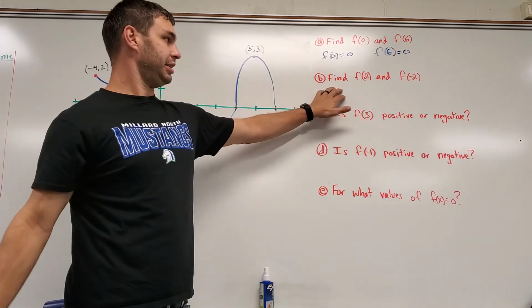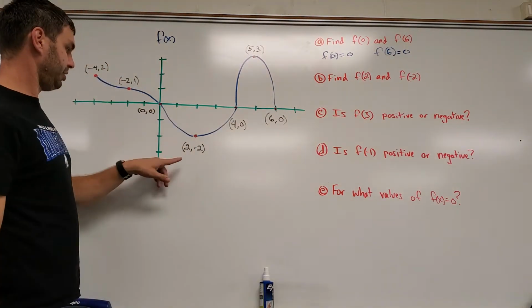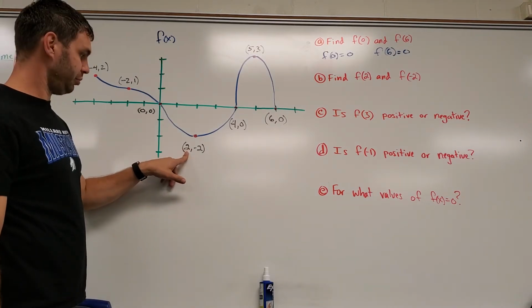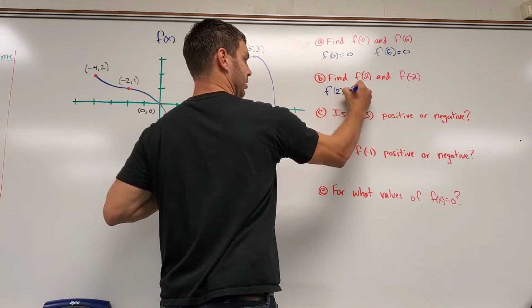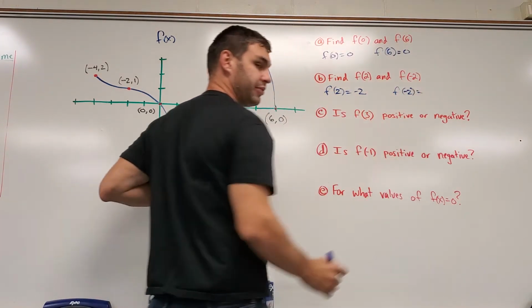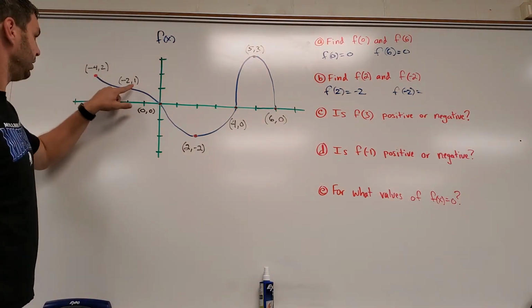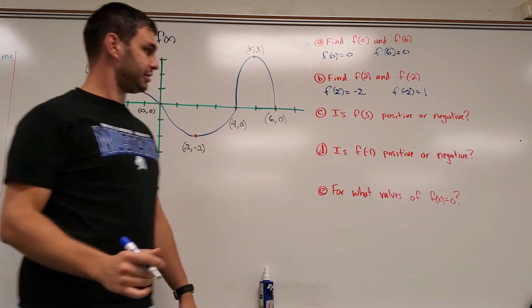All right, the second one, find f of 2 and f of negative 2. Well, when the x value is 2, our y value is negative 2. So f of 2 equals negative 2. F of negative 2 is going to be 1. You can tell by the points on there.